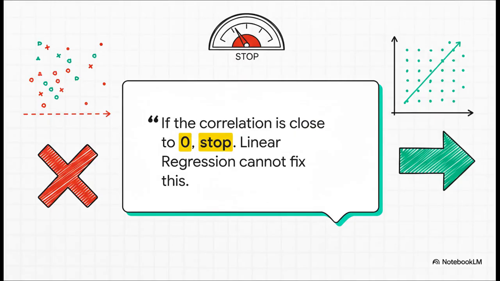So this one little number quickly tells us the direction and the strength of the story hidden in our data. So, here's the crucial takeaway. This acts as our go or no-go gauge. It's that simple. If you find there's basically no correlation, you stop right then and there. A linear regression model just can't magically create a relationship that doesn't exist in the data to begin with.